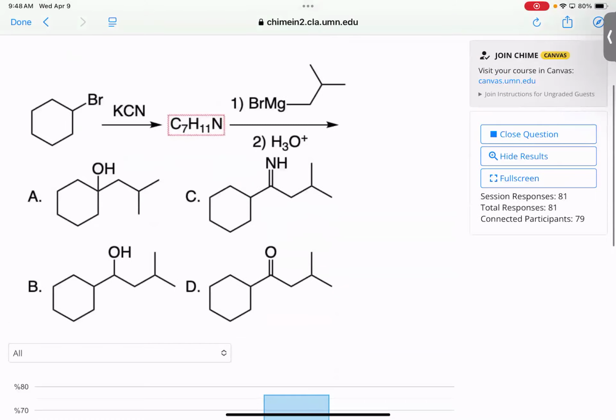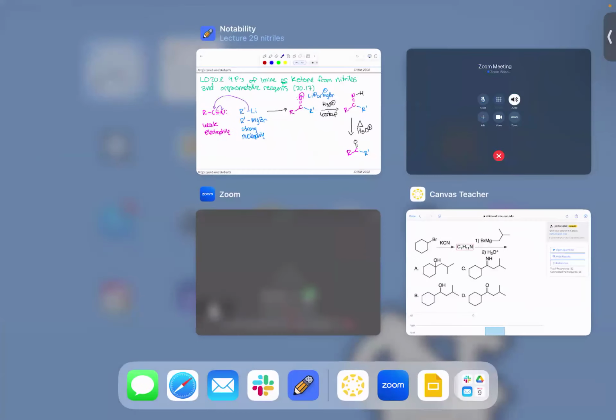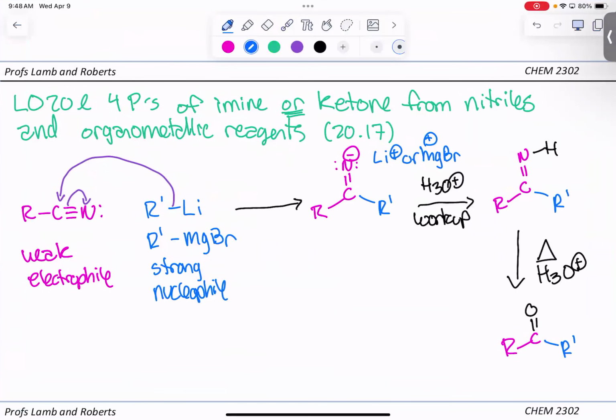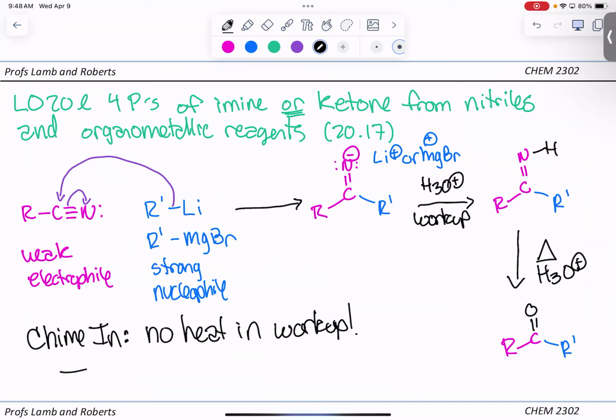So I'll close the question here. All right, so for our chime in, the point was that there is no heat in our workup. So that means we get the imine out. Right. And we added that carbon from that cyanide, which we've talked a little bit about.